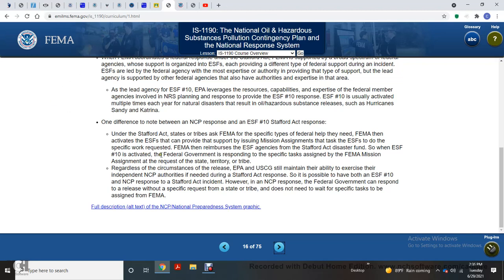When emergency support function number 10 is activated, the federal government responds with specific tasks assigned by FEMA mission assignment at the request of the state, territory, or tribe. Regardless of circumstances, EPA and the U.S. Coast Guard still maintain the ability to exercise independent National Contingency Plan authorities when needed during a Stafford Act response. So it's possible to have both emergency support function number 10 and National Contingency Plan response in Stafford Act incidents. However, under the National Contingency Plan, the federal government can respond to a release without a specific request from the state or tribe, and does not need to wait for specific tasks to be assigned by FEMA.